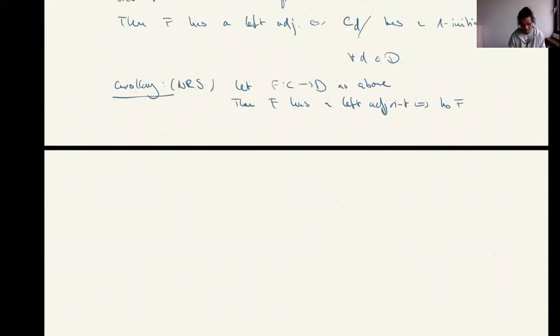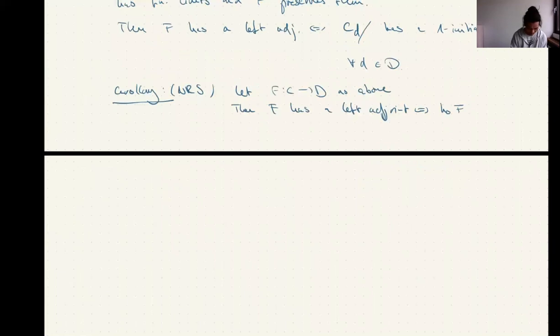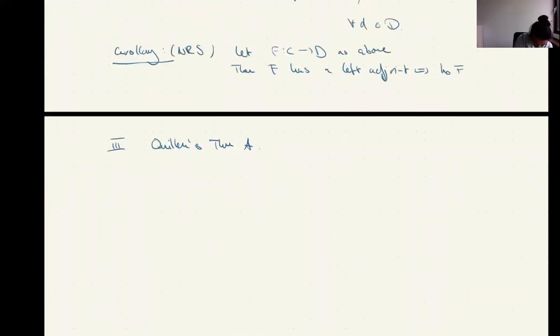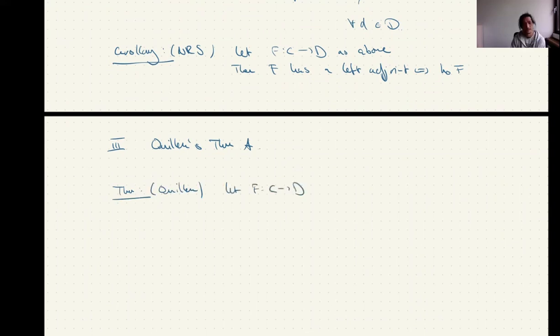So finally, let me finish with Quillen's theorem A. Remember Quillen's theorem A, which says that if you have a functor between ordinary categories, then it induces, and we want to have a condition when does it induce an equivalence of classifying spaces.